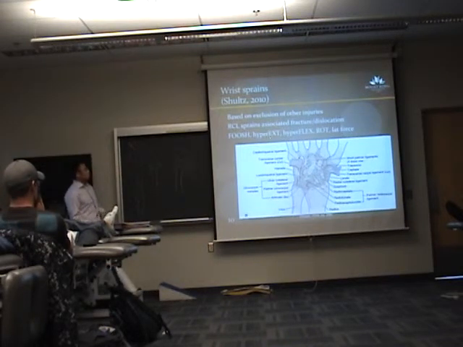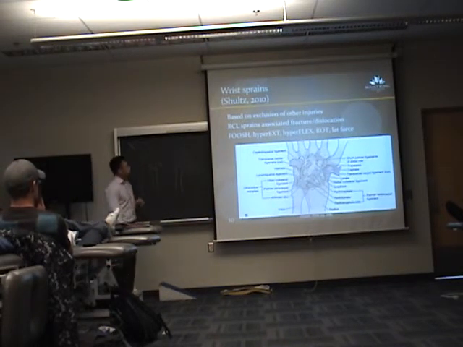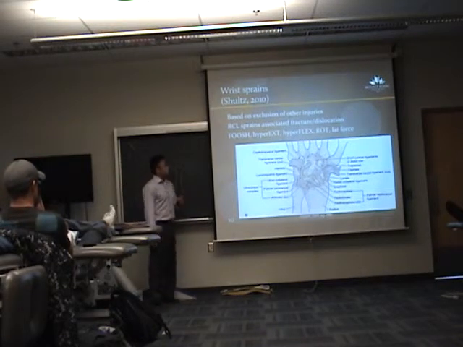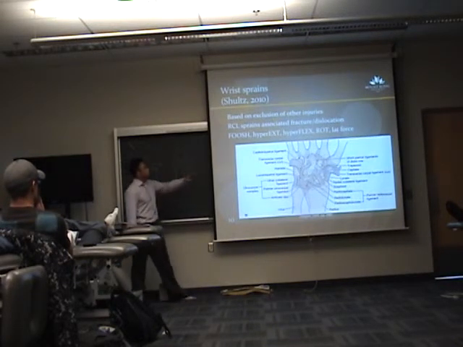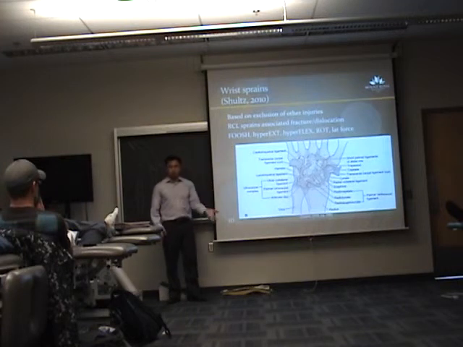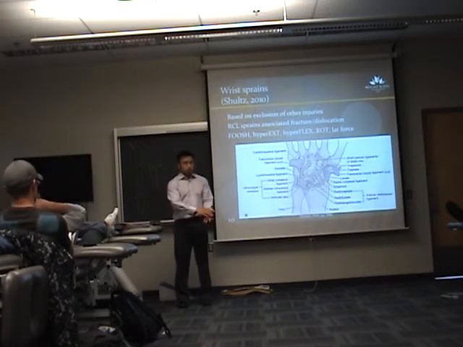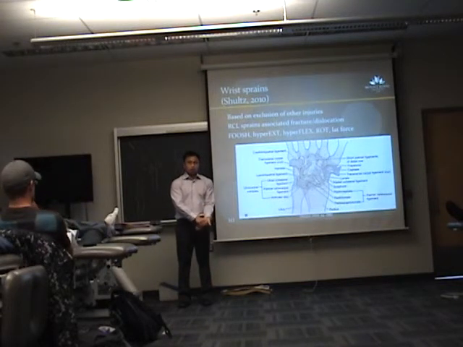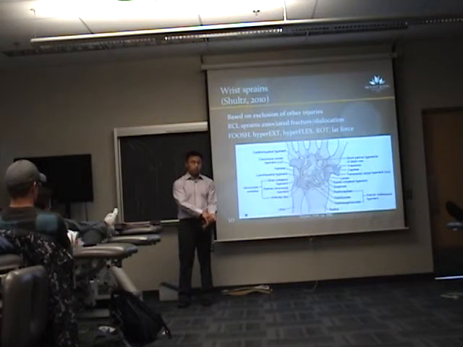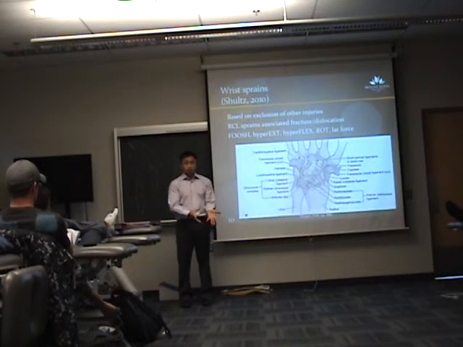Wrist sprains narrow based on exclusion of other injuries. Radiocollateral ligament sprains are associated with fracture dislocations. So if you have an RCL sprain, again that's this side. Okay, so an RCL sprain is caused by forced ulnar deviation or wrist adduction. Then you might want to consider a fracture or dislocation as well and rule those out.